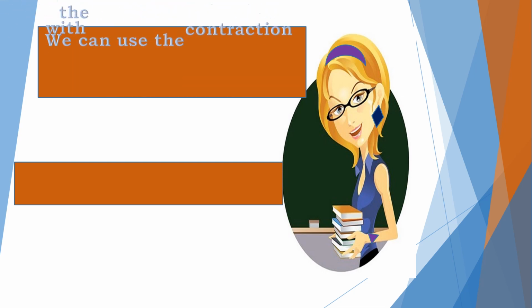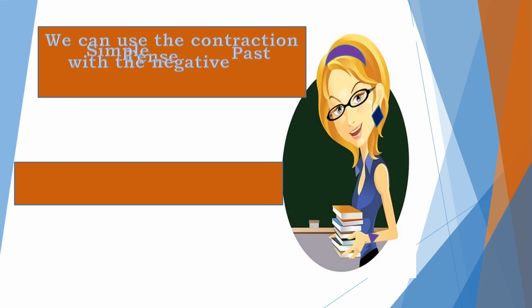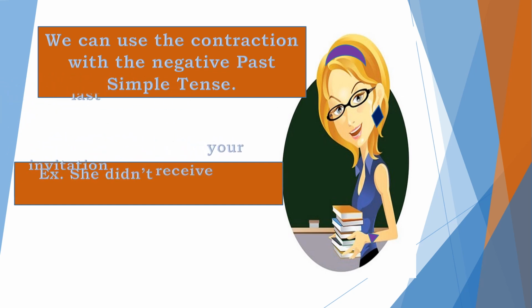We can use the contraction form with the negative in the past simple tense. Do you remember the contraction form? The contraction form is the short form. Instead of saying did not, we say didn't. The example here says, she didn't receive your invitation last week. Didn't is the helping verb in the past, plus not, the short form, plus the main verb receive in the base form.